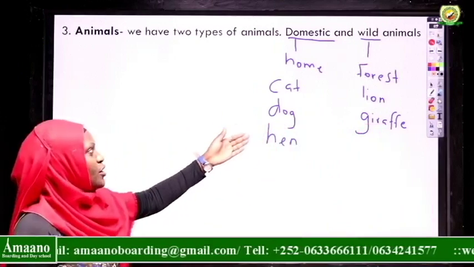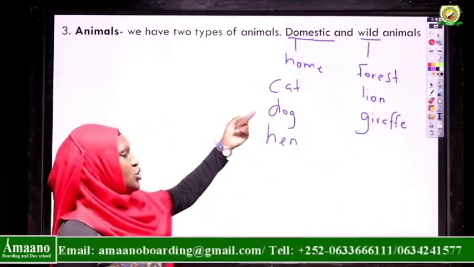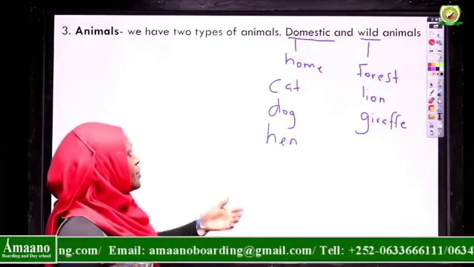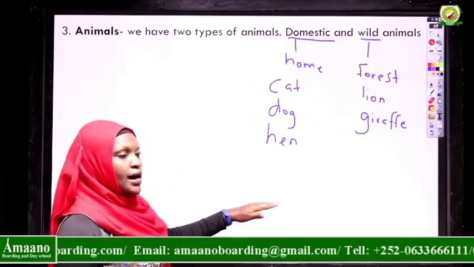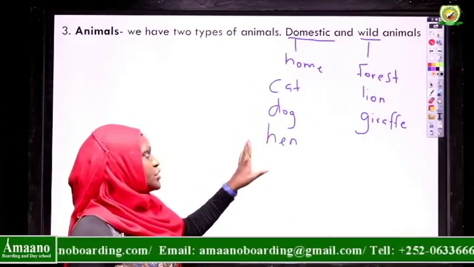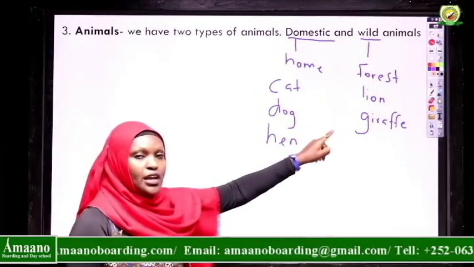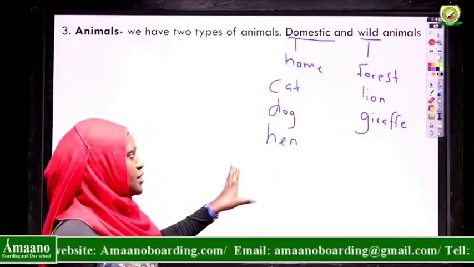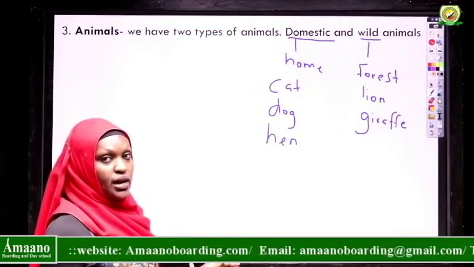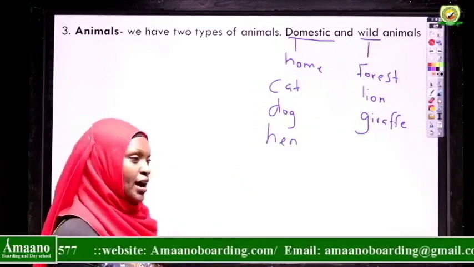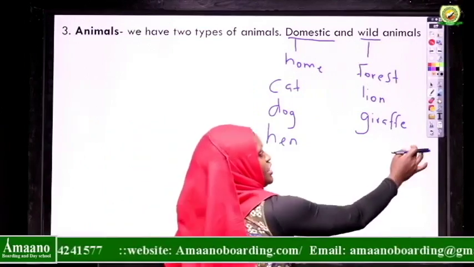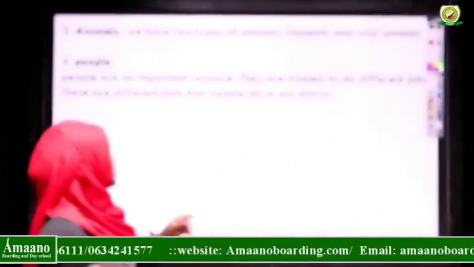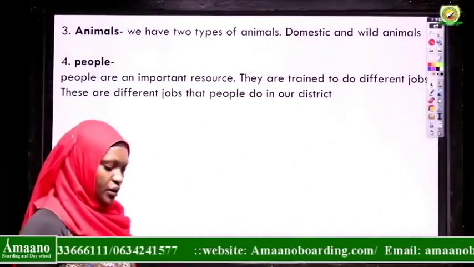Some of the domestic animals we have, like the dog, give us security at home. The hen will give us eggs and meat. The cow gives us milk. So they are very important to us. The wild animals attract the tourists. They make the tourists come to our country to see them. So when the tourists come to our country, we get money which the government can use either to build schools or hospitals.